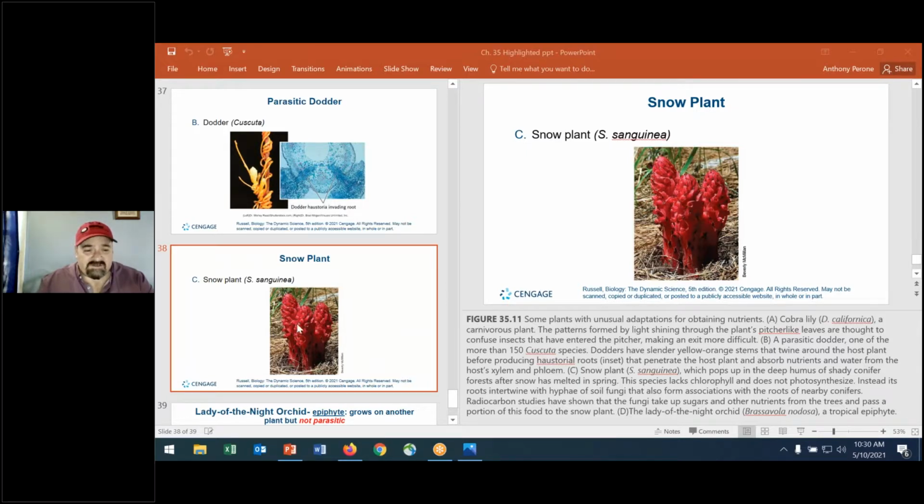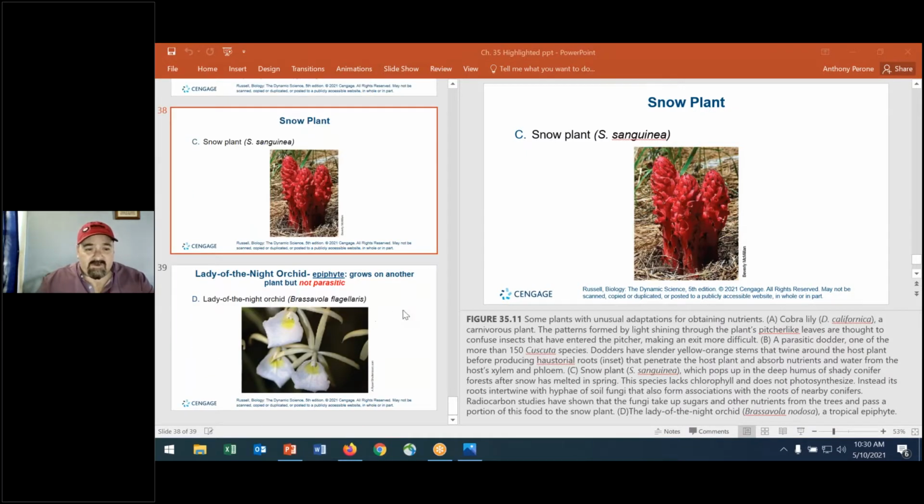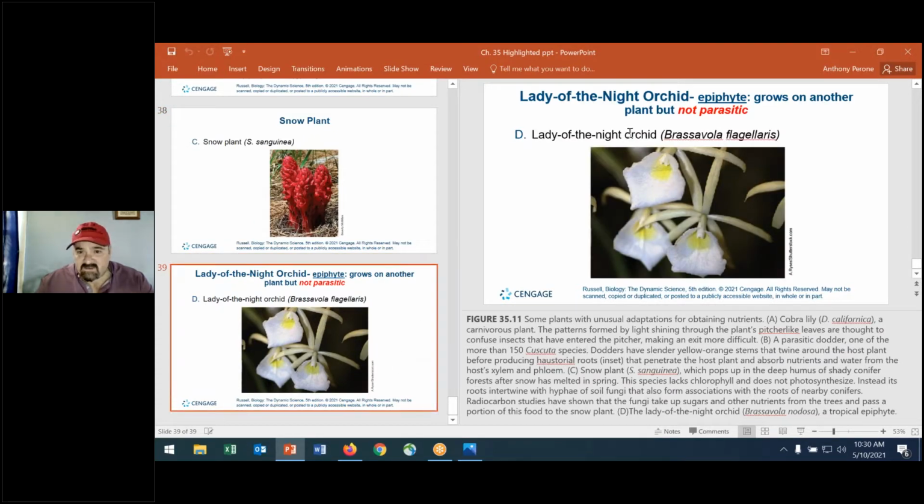So quite interesting, right? And that would be parasitic. Here we have the lady of the night orchid. Orchids are pretty, they really are. This is a tropical epiphyte. An epiphyte grows on another plant, but is not parasitic. Okay. And that will be it for this.